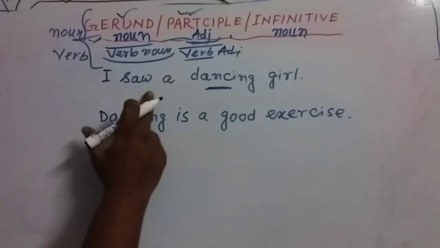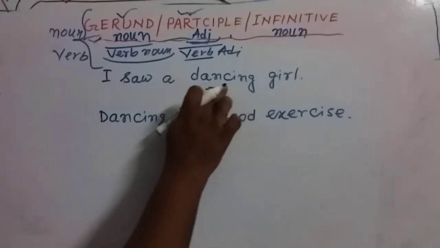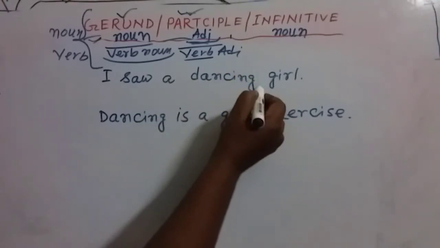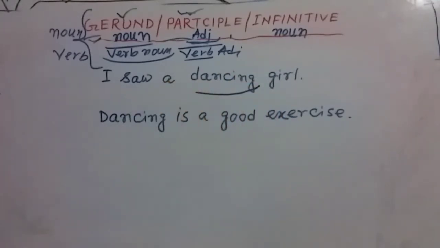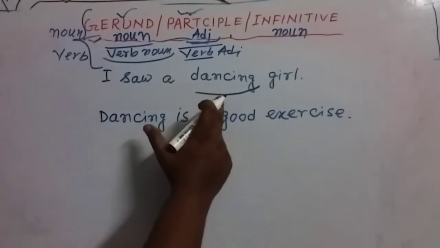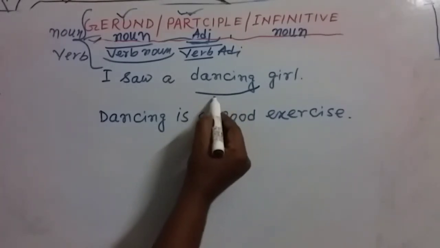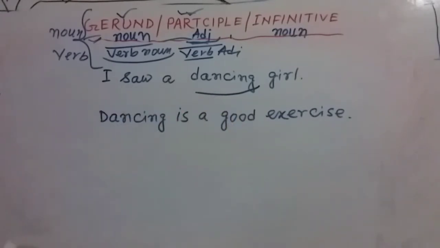Look at the first sentence. I saw a dancing girl. Here, we have to decide about this term. This is a verb with ing, and before that there is no auxiliary verb. So obviously it's not a verb here. That means it's not a continuous verb. So what may it be? It may be a gerund or a participle. Now we have to think whether it is a noun or an adjective.